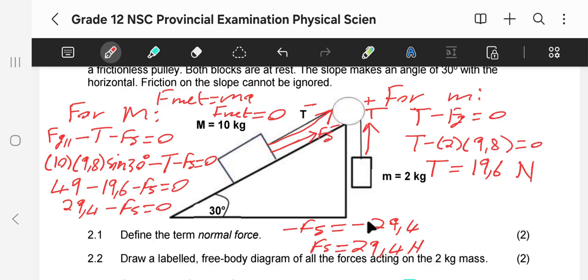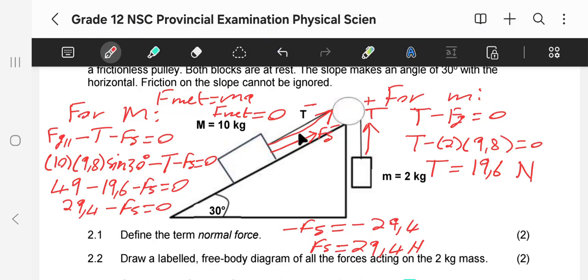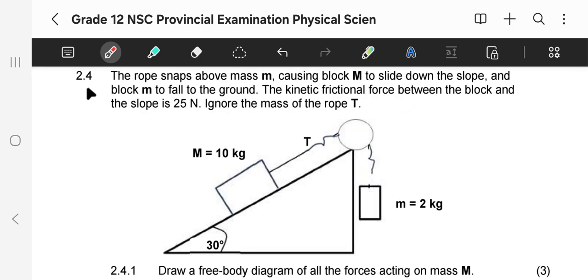But yeah, that's how you basically do the calculation, guys, for 2.3. Okay, now we are looking at 2.4. 2.4 says the rope snaps above mass M, causing block M to slide down the slope and block M to fall to the ground.